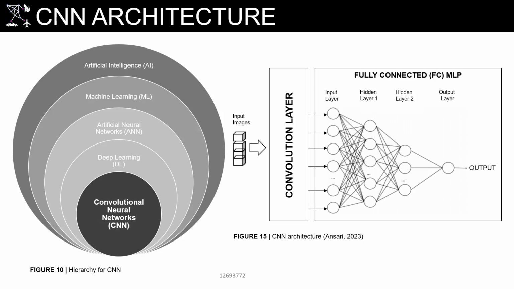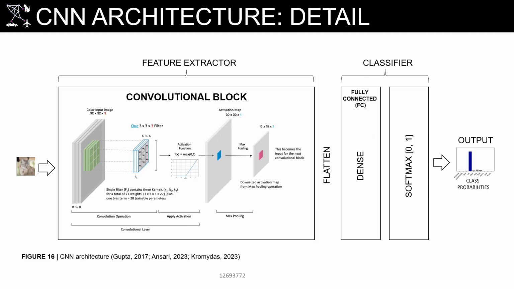ANNs require manual feature engineering, while CNNs automatically extract features from input images. Figure 15 shows feature maps from a convolution layer are input into a fully connected multi-layer perceptron, or FC, Ansari, 2023. CNNs are more efficient with fewer parameters and more scalable than ANNs. Figure 16 shows a simplified CNN architecture, Gupta, 2017, Ansari, 2023, Kremidis, 2023.